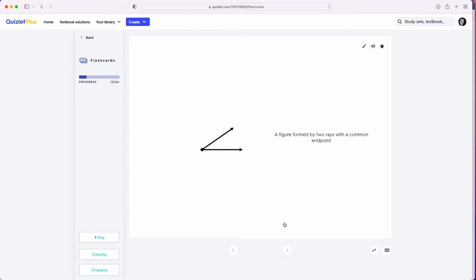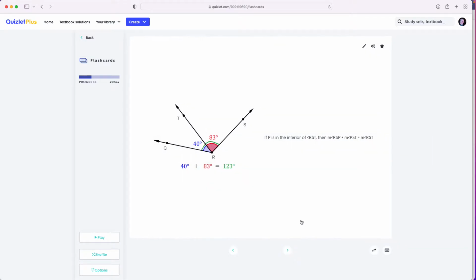A figure formed by two rays with the common endpoint is an angle. An angle that measures 180 degrees, which is a straight line or opposite rays, is called a straight angle. An angle that measures 90 degrees is a right angle. An angle that measures less than 90 degrees is an acute angle, and greater than 90 degrees but less than 180 is an obtuse angle. Two angles whose sum is 90 are a pair of complementary angles. Two angles whose sum is 180 are supplementary angles. A pair of opposite angles, they're congruent and they're formed by intersecting lines, are called vertical angles.